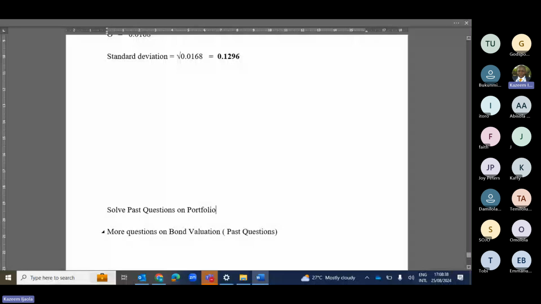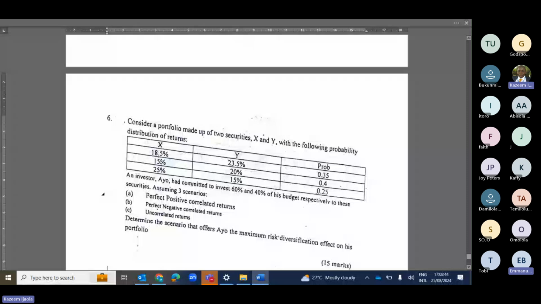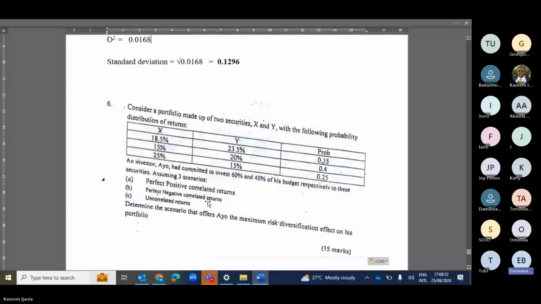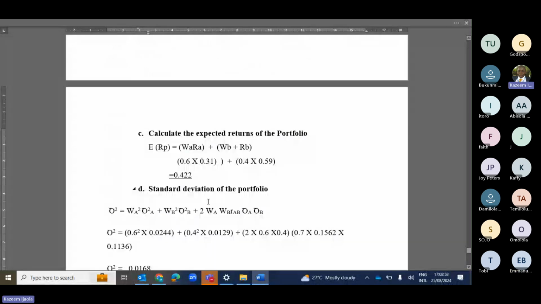So there is a past question I saw, this one. Kazim, go ahead. I wanted to ask, the portfolio Dr. Ahmad taught us now, what should we do with it? It's the same thing they taught us now. Although Ahmad just gave us all the formula, he gave us those questions.